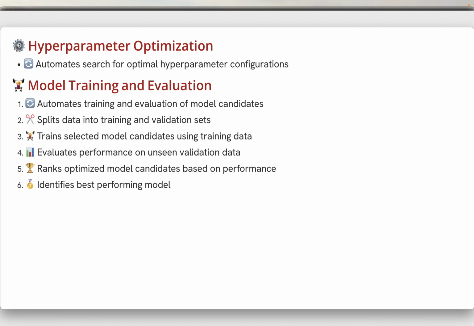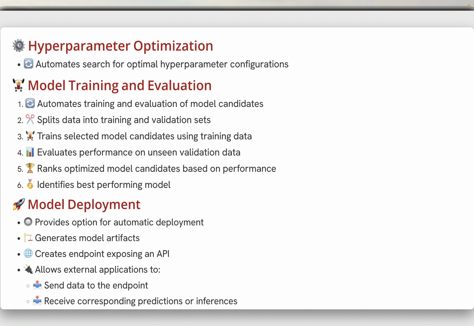And finally, model training and evaluation. It can automate training and evaluation of model candidates. It can split data into training and validation sets. It trains selected model candidates using the training data. It evaluates performance on unseen validation data. It ranks optimized model candidates based on performance. And finally, it identifies the best performing model.